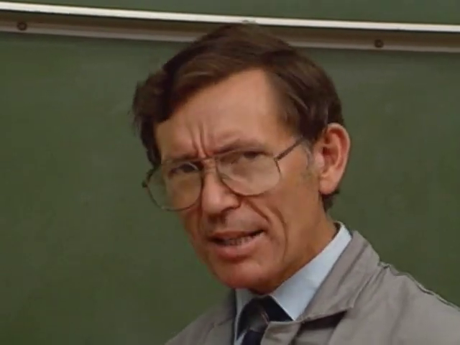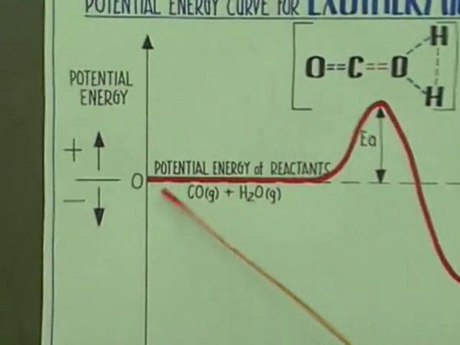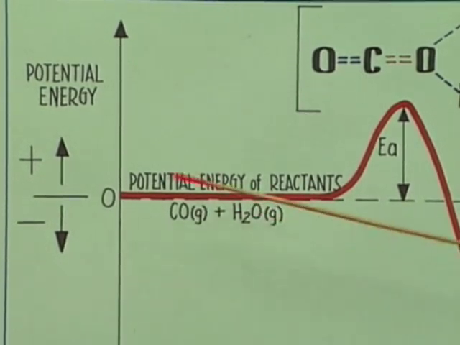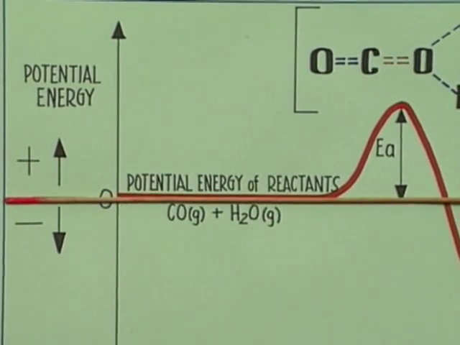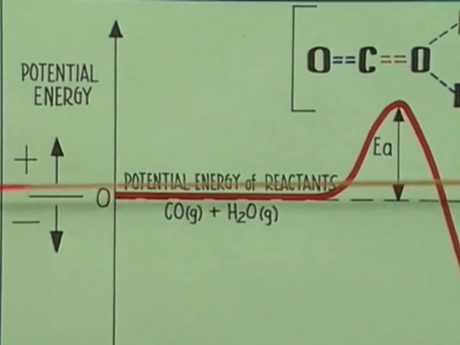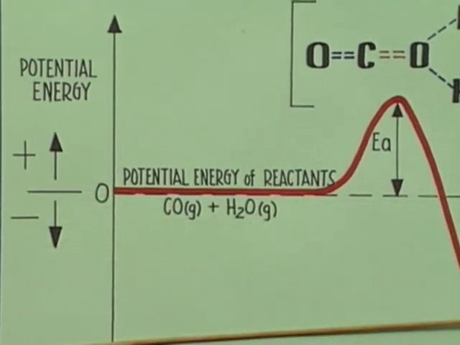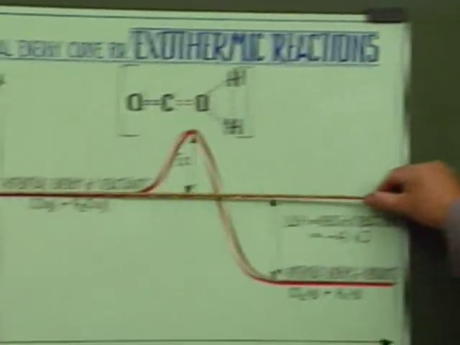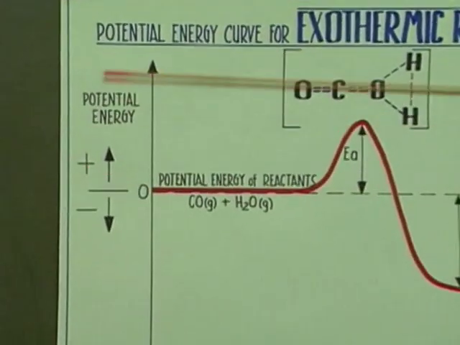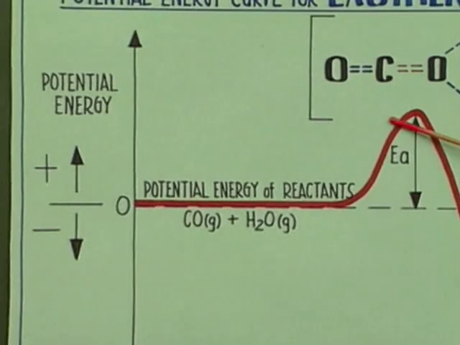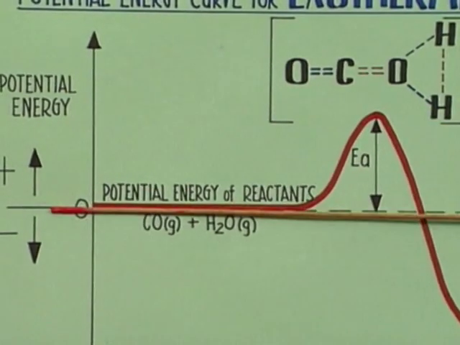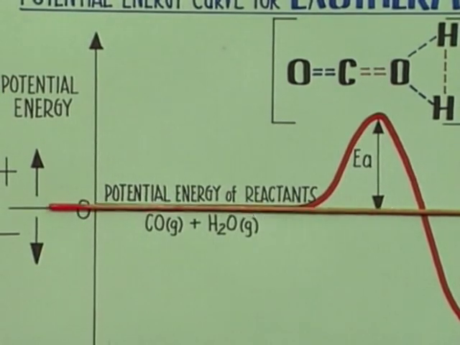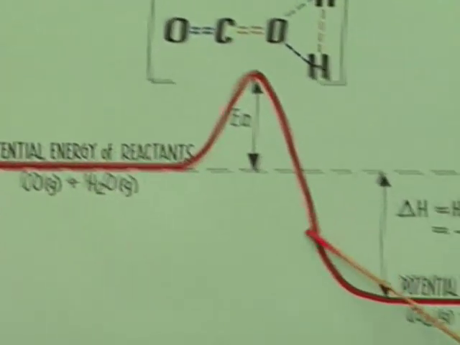For purposes of comparison, we assign a value of 0 joules to the potential energy of the reactants. Potential energies above the 0 level are taken as positive, and below this level are taken as negative. Therefore, if the potential energy of the system increases, the curve will rise above the 0 level, as you can see for this portion here. And if the system undergoes a net decrease in potential energy, the curve will drop below the 0 level, as you can see for this part of the graph.